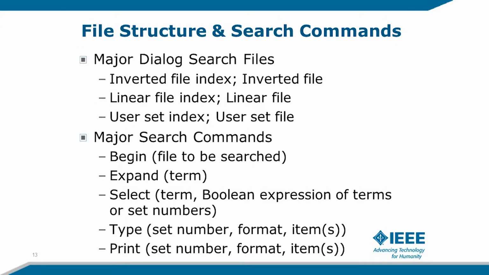Okay, well anyway, those are the different files that Ed Estes put together for us, and it enabled the commands that you see at the bottom of the slide. The begin command, because we had multiple files, and you could select the file or multiple files that you wish to search. Expand showed the alphabetical words around a term or brought in the related terms, and select put the terms together in Boolean fashion to do a search, and then type or display produced the output, and then print allowed you to print it, either do a batch print or batch remote print.